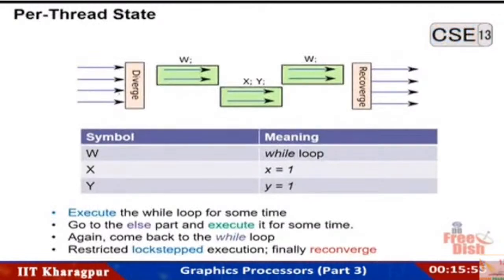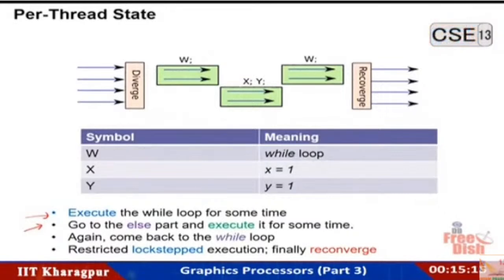What we can do is that we will not stop our basic lockstep execution paradigm. We will go with what is called restricted lockstep execution. First, we execute the while loop for some time. We see that we are not making progress, as the while loop is just going on and on. Of course, we can't detect an infinite loop, but at least we will see that we are in one region of code for some time. We can then go to the else part and again execute it for some time.